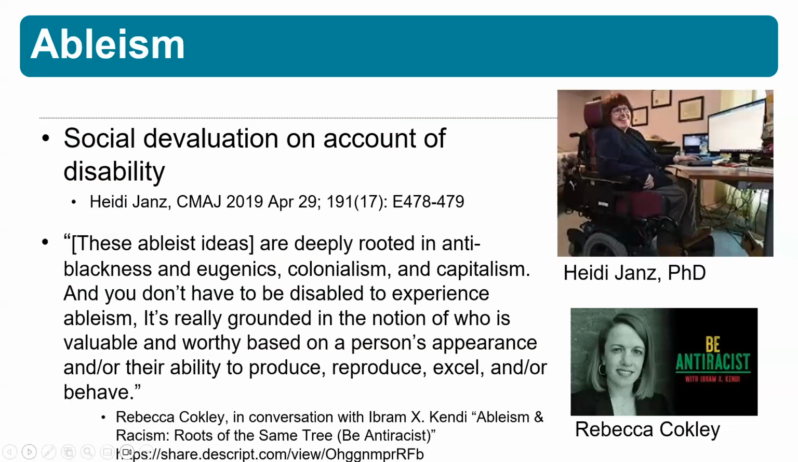And then Rebecca Coakley, who's a disability activist, was in a conversation with Ibram X. Kendi on his podcast, Be Anti-Racist. This podcast title was Ableism and Racism, Roots of the Same Tree. And she said that these ableist ideas are deeply rooted in anti-Blackness and eugenics, colonialism, and capitalism. And you don't have to be disabled to experience ableism. It's really grounded in the notion of who is valuable and worthy based on a person's appearance and or their ability to produce, reproduce, excel, and or behave.